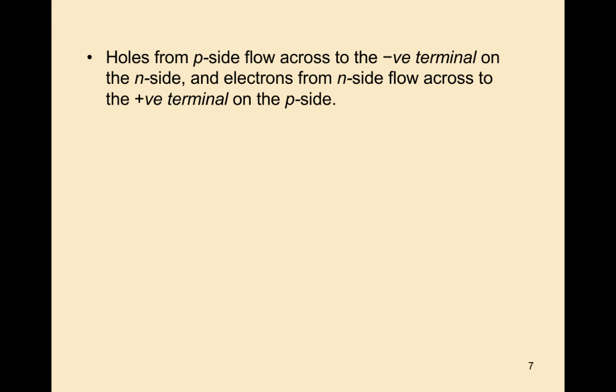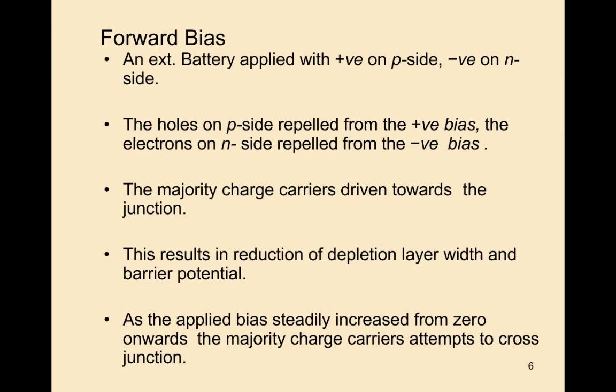Holes from the P side flow across to the negative terminal on the inside, and electrons from the N side flow across to the positive terminal on the P side. So by changing the battery voltage, the majority carriers start moving. That means P side holes are moving towards the inside and N side electrons are moving towards the P side holes. Here, holes are positive charge carriers and electrons are negative charge carriers.